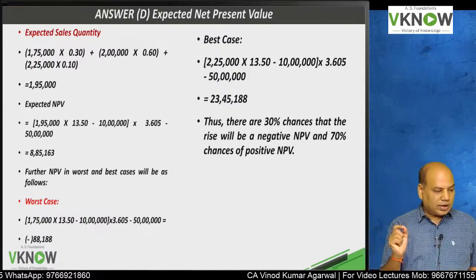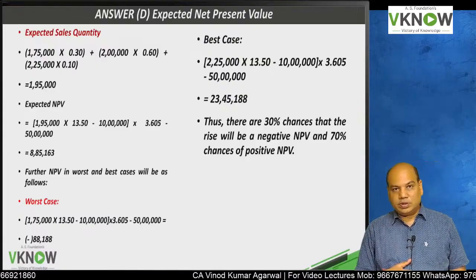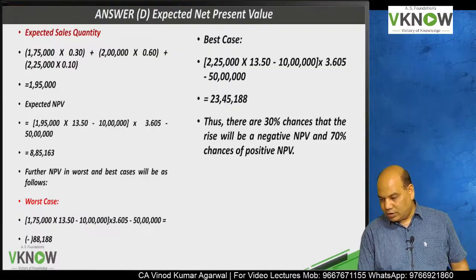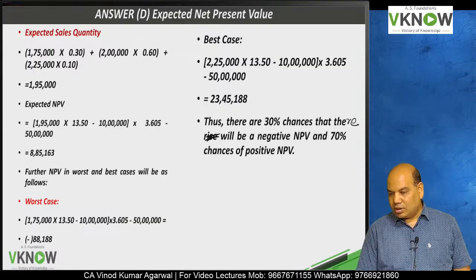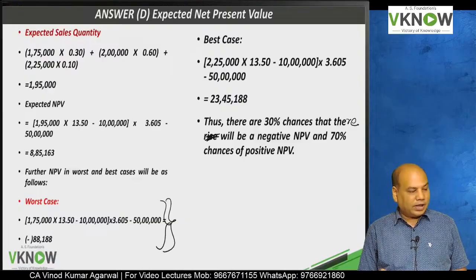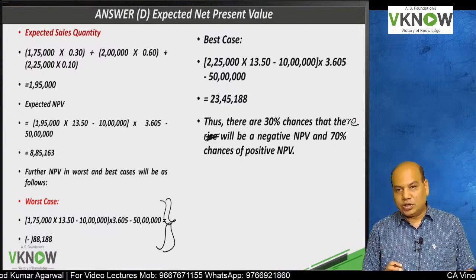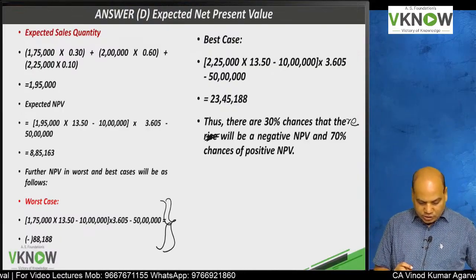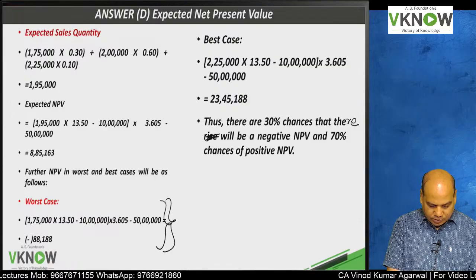So write down the conclusion of this answer. Thus there is a 30% chance that there will be a negative NPV and 70% chance of positive NPV.